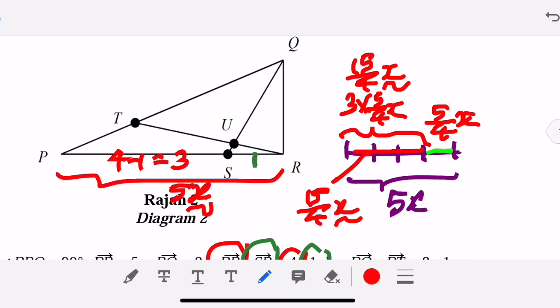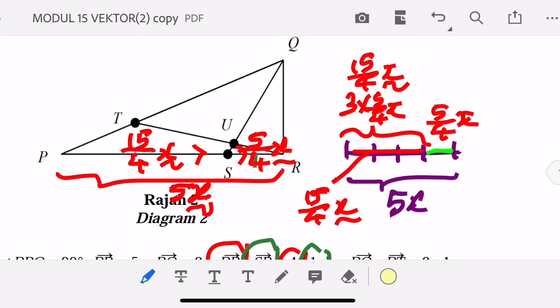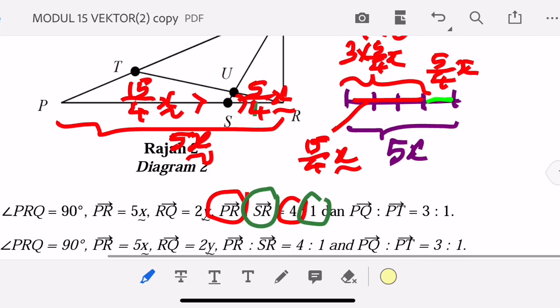Okay, so we need to label everything clearly before we actually solve the vector problem, and then we need to be very careful. So now I'm going to label PS is 15 over 4 x, right? And SR is 5 over 4 x. Alright, S to R. Okay, settled. If possible, we label the arrow. It's very important. This is P to S and this is S to R. Very important for vectors. Direction is everything. Okay, direction is very important.